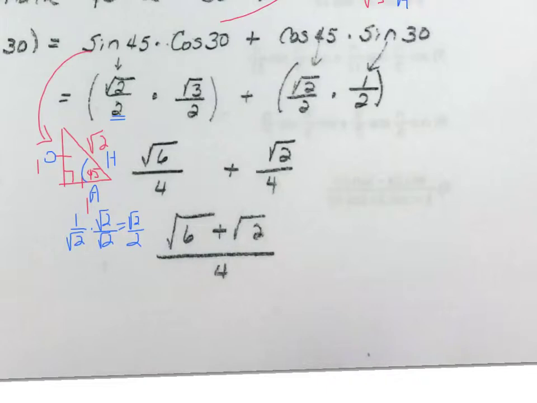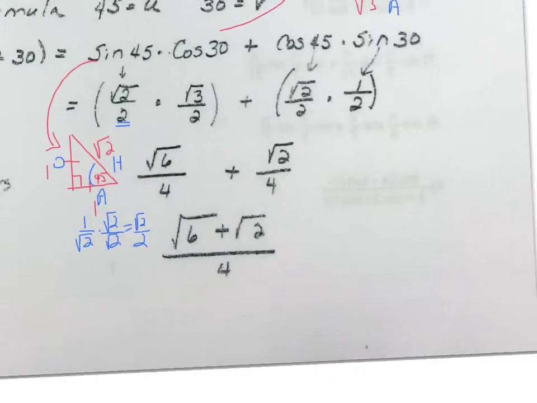You cannot say this is 2, because if this was 1 square root of 6 and 2 square root of 6, then you can add them up. That would be 3 square root of 6. But these are different radicals. You cannot combine them. You cannot add them up. So you just write them one right next to the other. So the answer here is the square root of 6 plus square root of 2, divided by 4.